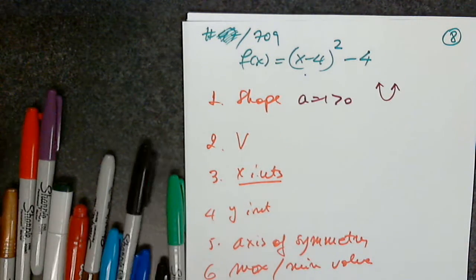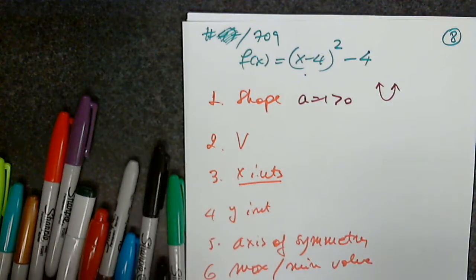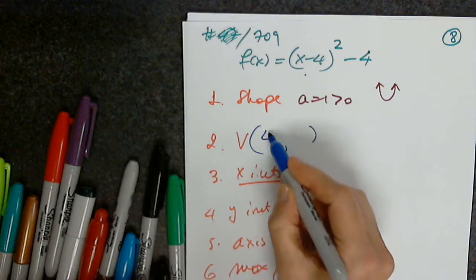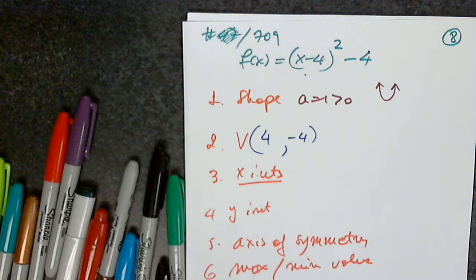Can anyone give us the vertex? Very good, excellent. 4, comma, negative 4. Any questions?